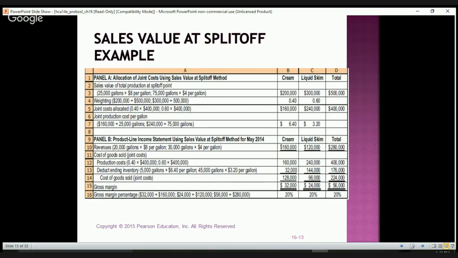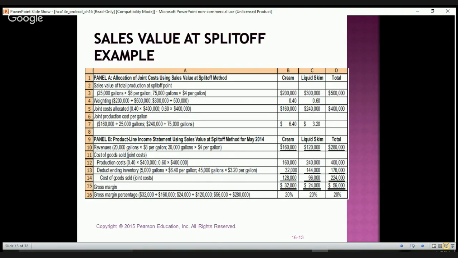Now, the actual revenues that we have: we take the actual sales, 20,000 and 30,000 gallons, and we get 160,000 for the cream and 120,000 for the skim. And then the total cost, which we bring up from above. So joint cost, we're going to allocate that 160 and 240 to allocate the full 400. Deduct the ending inventory. So we had 5,000 gallons of the cream left over. So we're going to take that times the cost per gallon of $6.40. And then we take the 45,000 gallons of liquid skim, multiply that by $3.20, and we get 144,000.